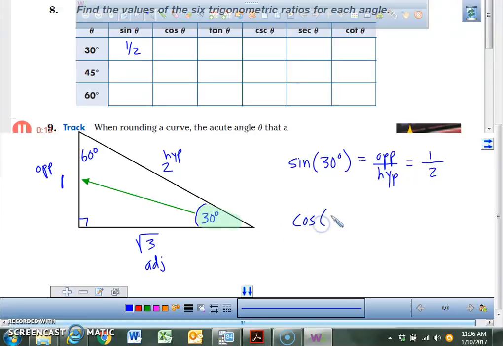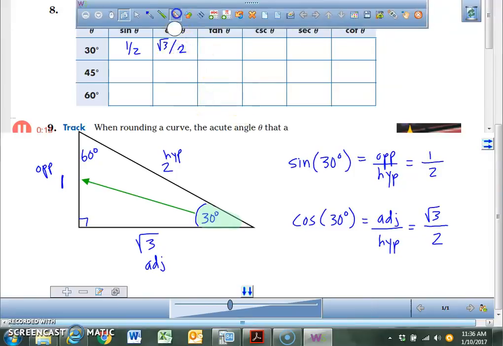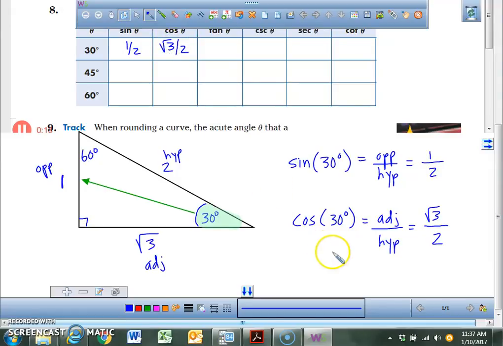Next one I'm going to move on to is cosine. Cosine is my adjacent side over my hypotenuse. What's the distance of my adjacent side? Radical 3. My hypotenuse is 2. So therefore I have radical 3 over 2. It's not a gradient. Radical 3 over 2. There we go.